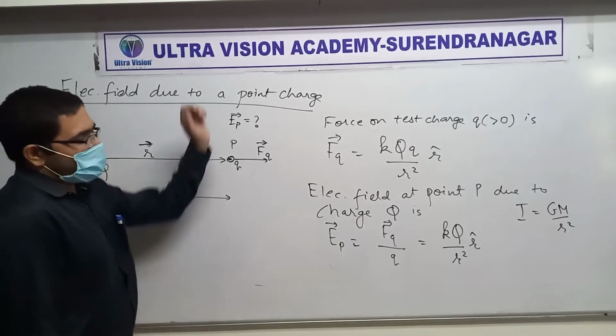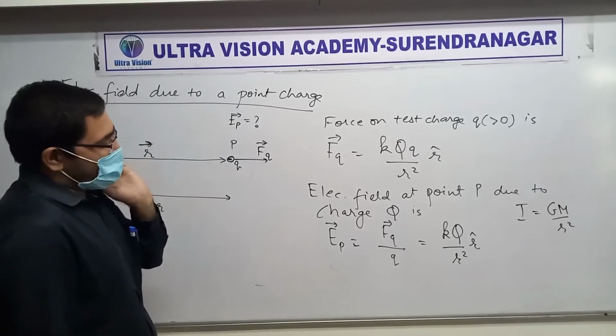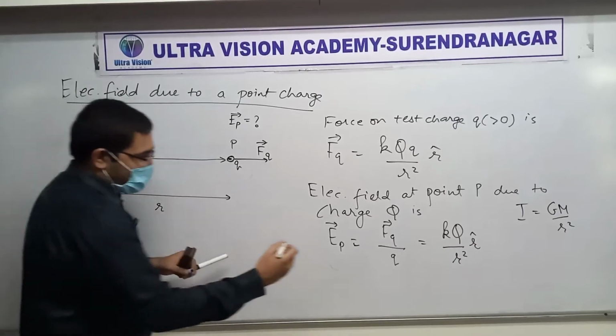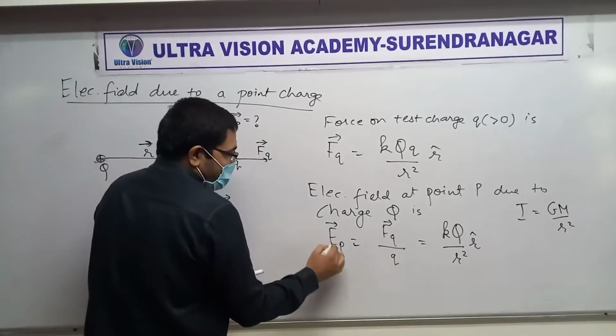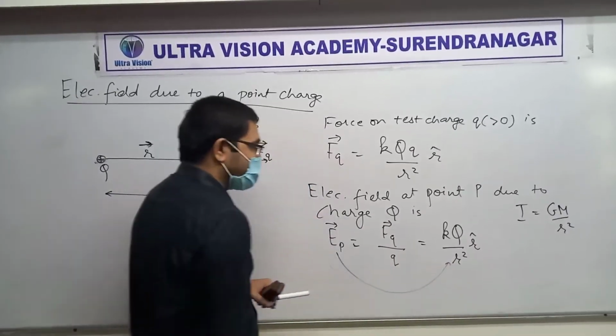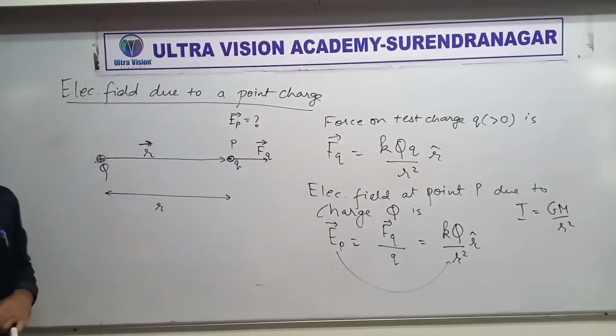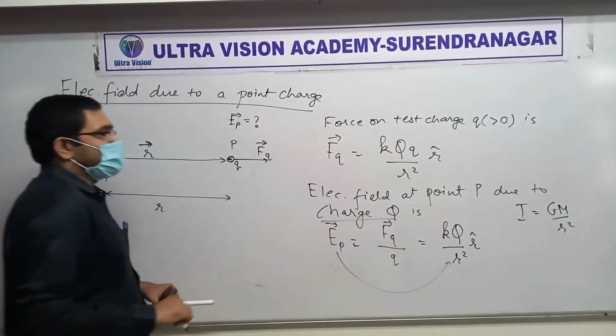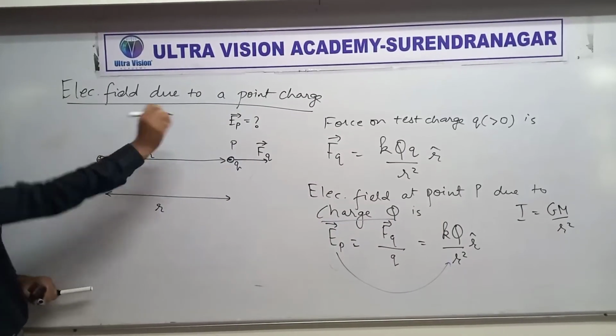But now, let's write down the terms. Sometimes I've seen students getting confused with the meaning of this equation. So this is a very important formula, everyone. Electric field due to a point charge capital Q is this. What are the terms here?